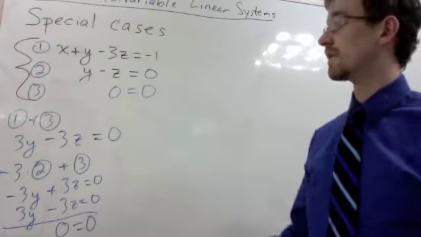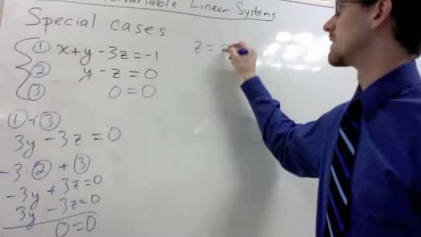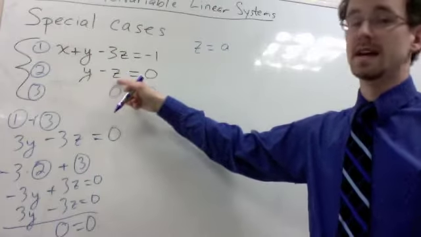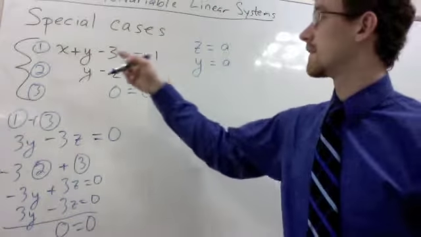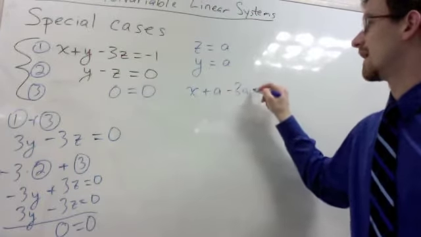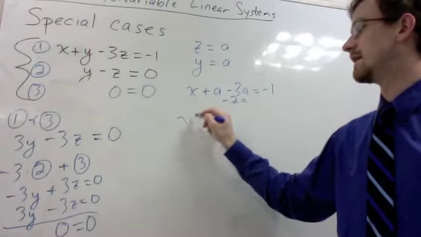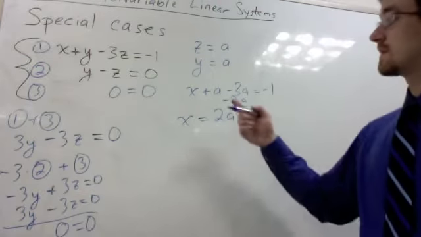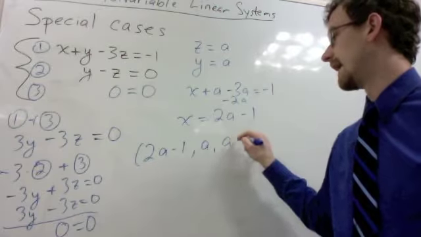So just as we did with our systems of two equations, we say z equals a, and then we plug that in to solve for our other variables in terms of a. If y minus a equals 0, then y is also equal to a. And then we plug those both into our first equation, where we get x plus a minus 3a equals negative 1. A minus 3a is negative 2a. And we add that to the other side to get that x equals 2a minus 1. Therefore, though there are infinitely many solutions, they all have the format 2a minus 1, comma a, comma a.